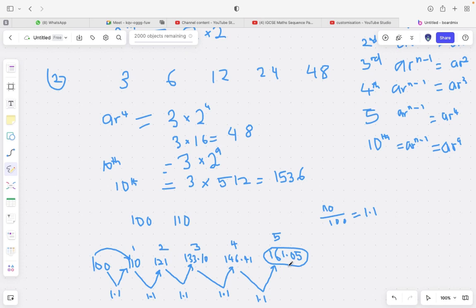Is that okay? So this is how we use the geometric sequence and apply it to compound interest. Is that okay? So this is the end of our sequence lesson for Waitam Academy.